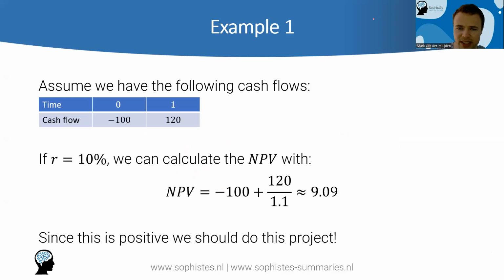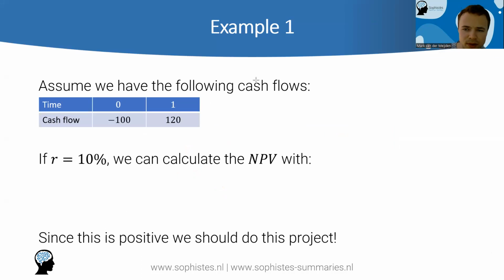You have to invest 100 euro to get this 120 cash flow. So you now invest 100 euro and then you get this 120. That's a good return, right? You basically make a return of 20%. And if the interest rate is only 10%, we can now calculate the net present value.